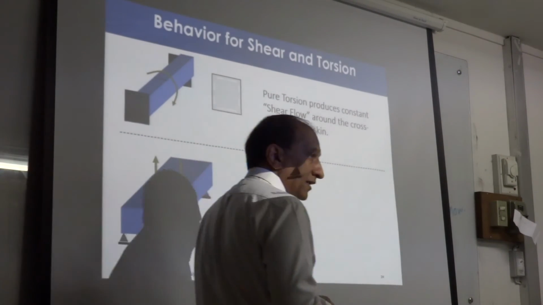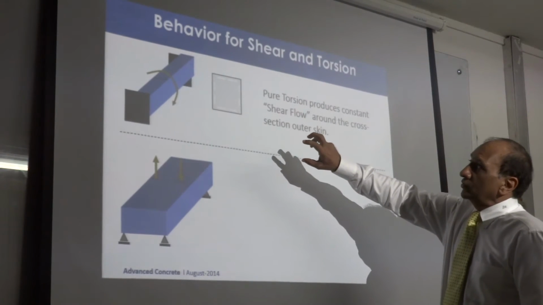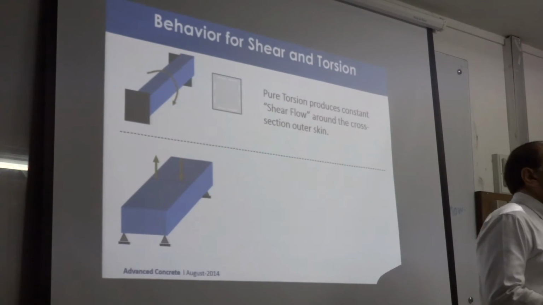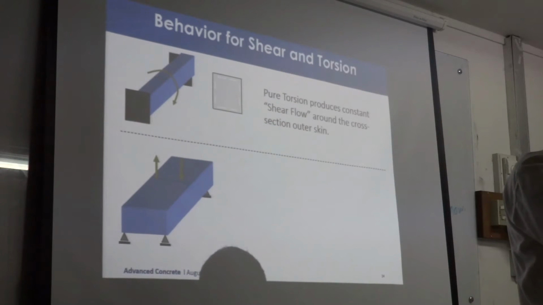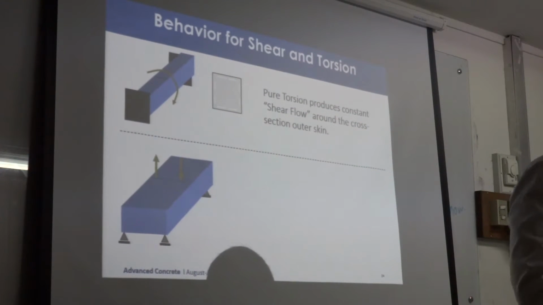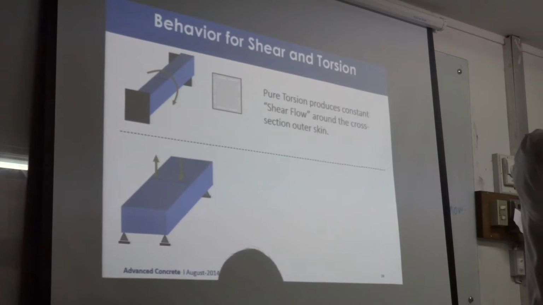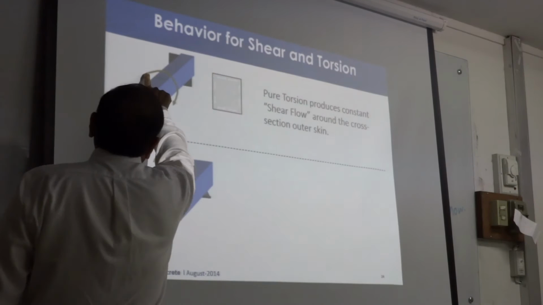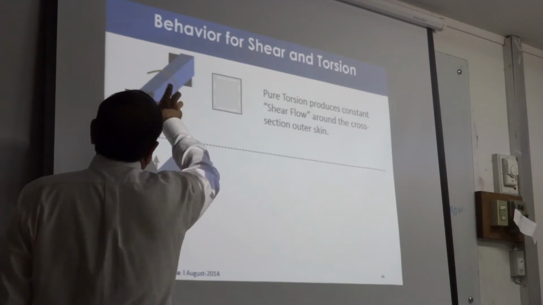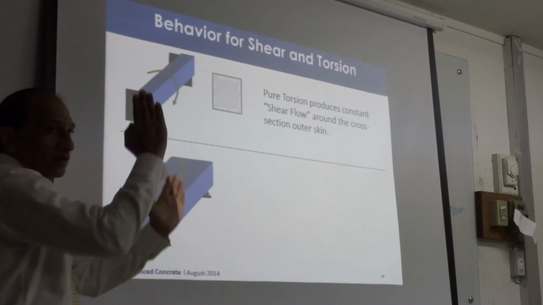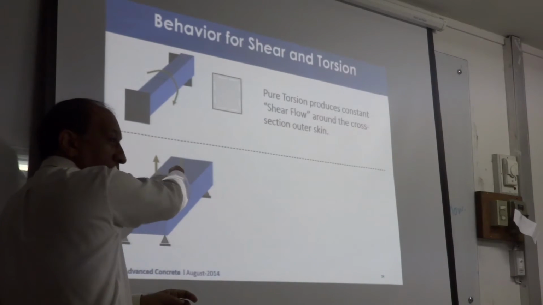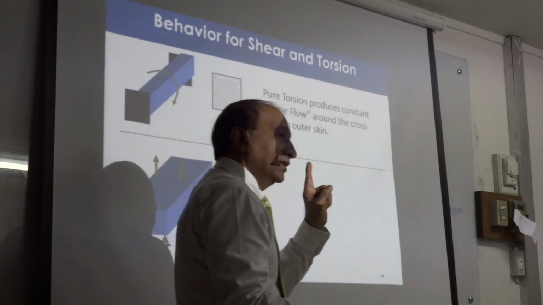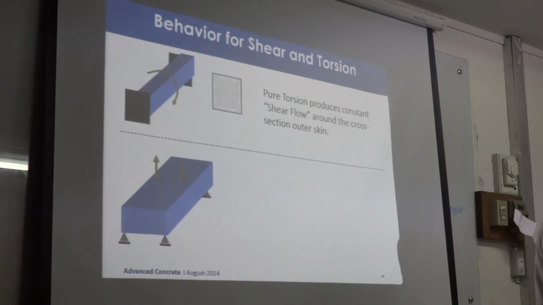Done? Suppose now the same section, so total AS is calculated and distributed everywhere. Moment about X, where should the reinforcement be? X is the horizontal axis here, right? So where should the reinforcement be? Top and bottom. Top or bottom?